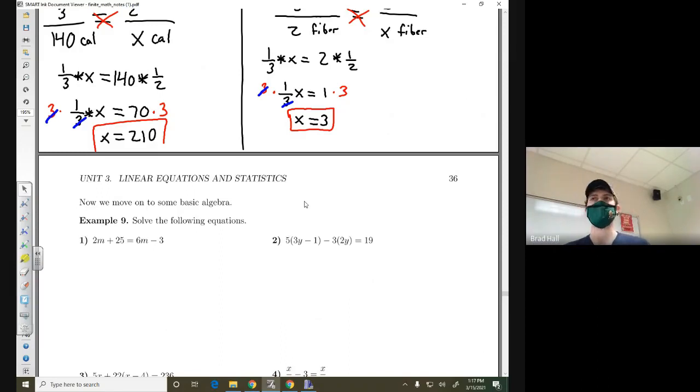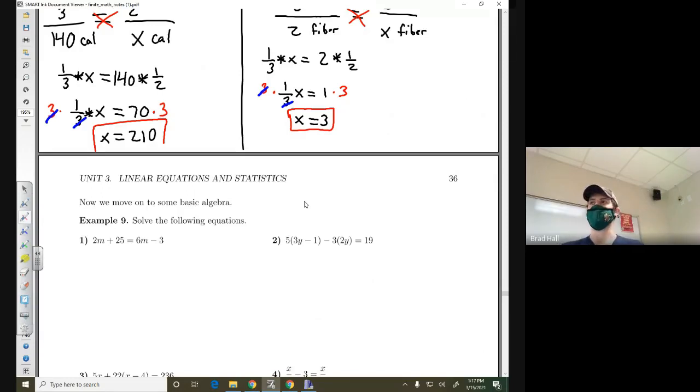And again, everything that's a like term is a number that has the same variable, or maybe does not have a variable. Those would also be like terms. So there's the 2m and the 6m. They both have m's, so they're like terms. You need to get them together. So you can either move the 2 over or the 6 over.